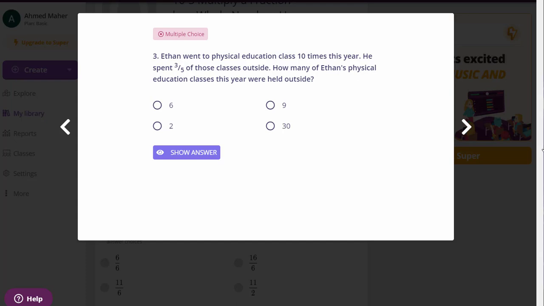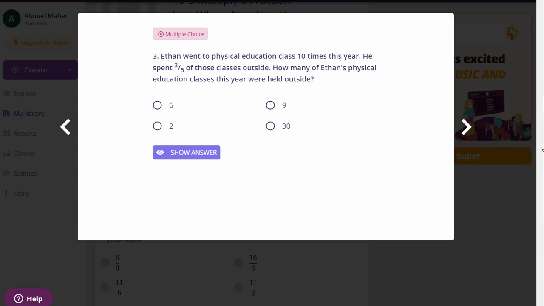Adam? Ahmed Sirhid? Okay, Ahmed. Ethan went to physical education class 10 times this year. He spent 3/5 of those classes outside. How many of Ethan's physical education classes this year were held outside?